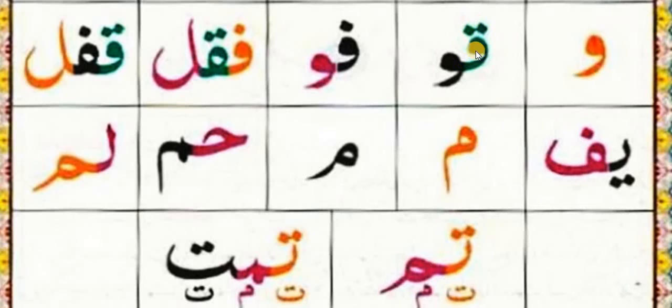First one is the short form of qaf connected with waw. Qaf, waw. Fa, waw.